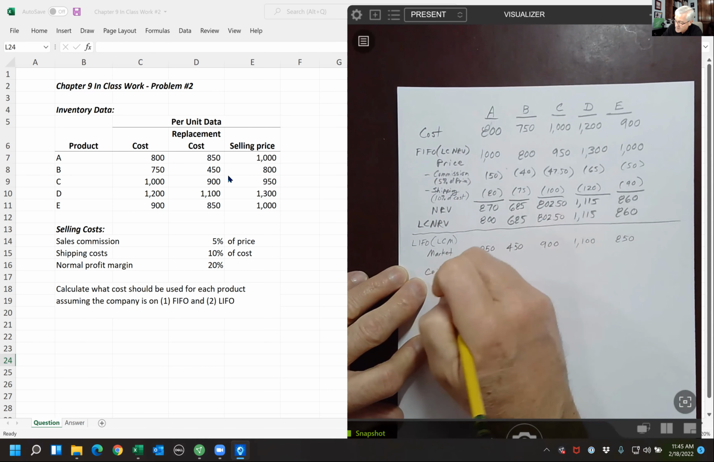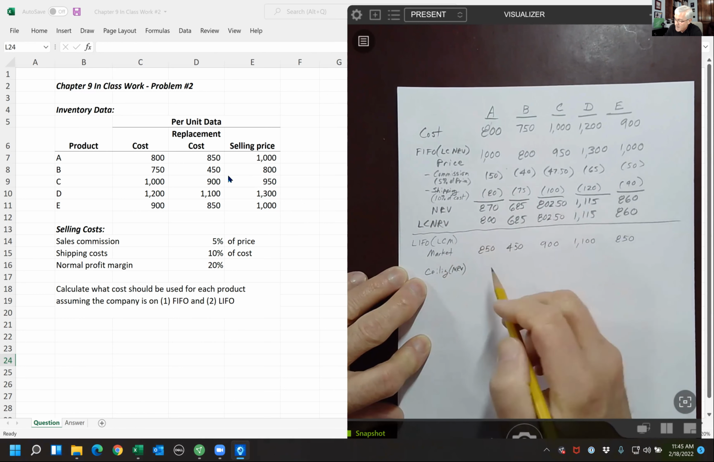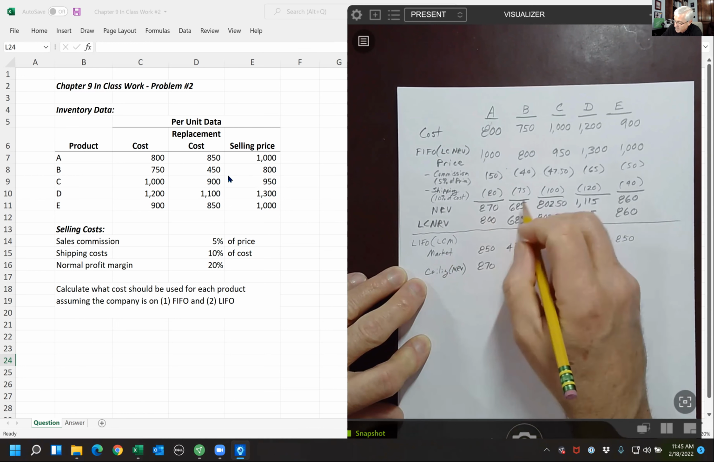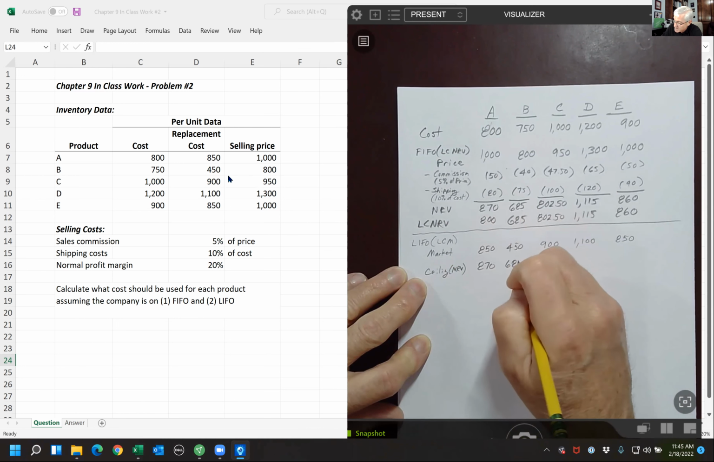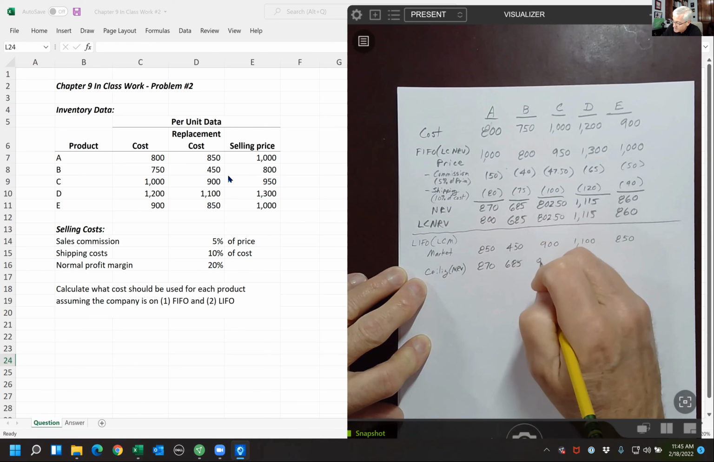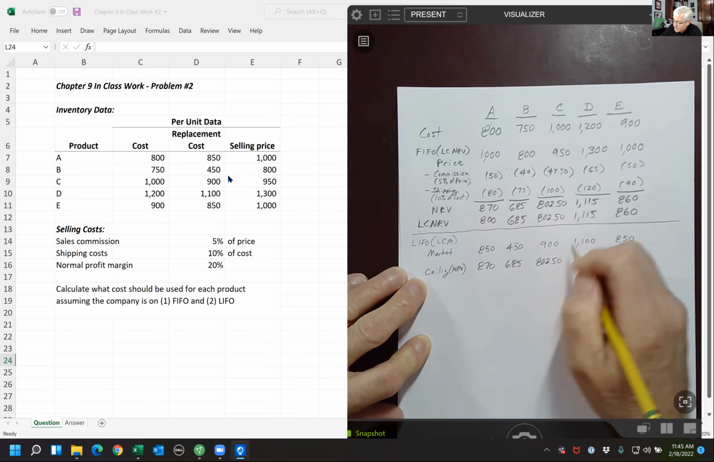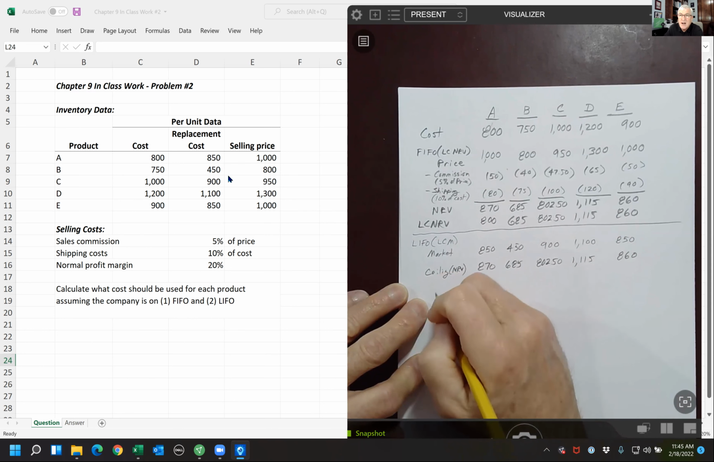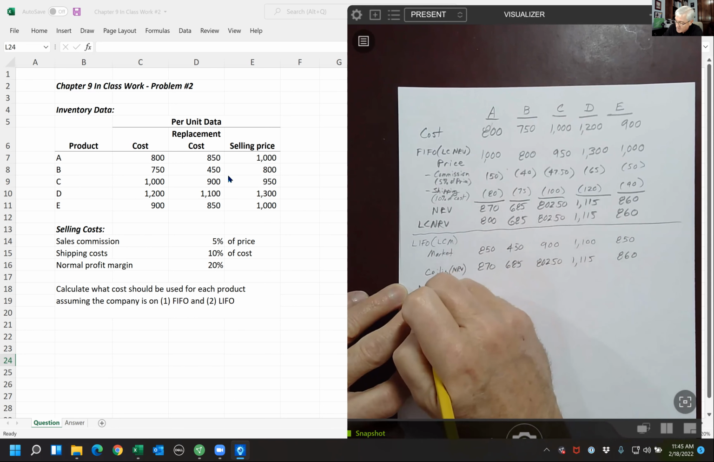Ceiling is the NRV, which we've already calculated, 870, 685, 802.50, 1,115, and 860. And then the floor is the NRV minus the profit margin.